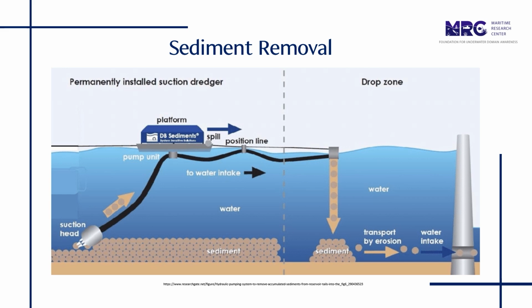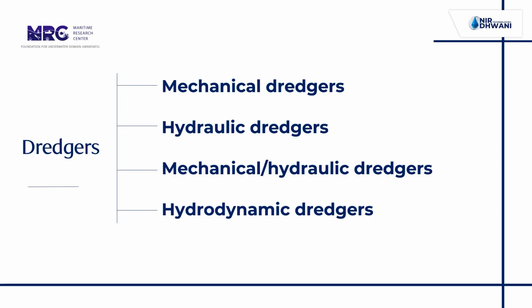In case of excessive sediment buildup, we also have to opt for sediment removal. In this, various pumping systems or dredgers can be used. In the figure, you can see a hydraulic pumping system which is used to remove accumulated sediments from the reservoirs or river systems in order to be flushed elsewhere. Now, based on the type of dredging, the type of sediments that are there or the local conditions that are there, we can choose a number of dredging schemes.